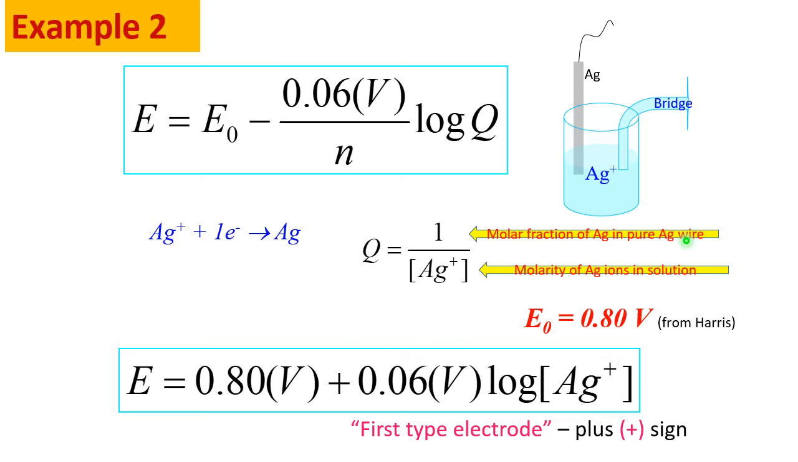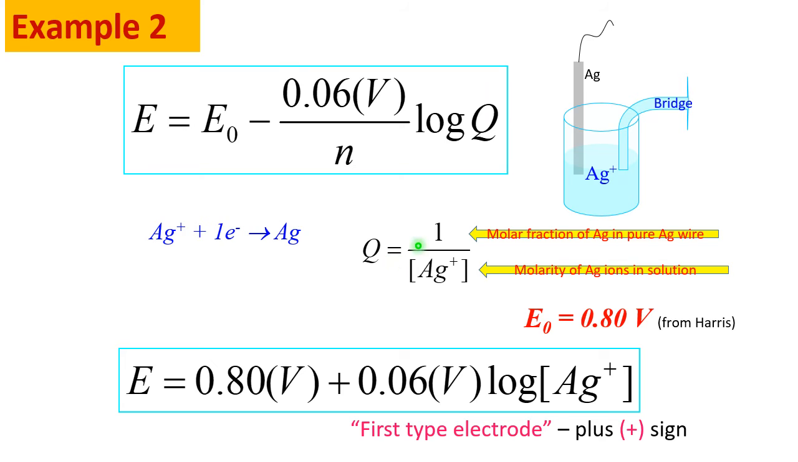Next example. I have silver ions in contact with silver wire. What will be the Nernst equation for this silver electrode? The potential will be E0, it will be a different E0, minus 0.06 divided by n log Q. What is our equation? Ag+ plus 1 electron making Ag metal.